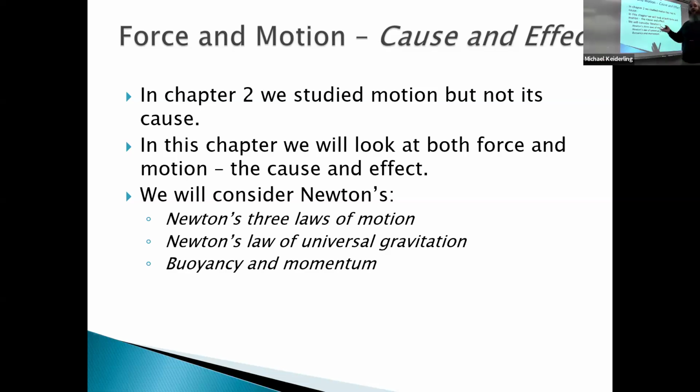We're going to cover Newton's three laws of motion and Newton's law of universal gravitation. What we covered with gravity is what happens near the surface of the Earth, where g is more or less constant. But Newton was able to work out a general version of gravity that explains gravity both on Earth and out in the solar system, in orbits in space. And then we're going to talk about buoyancy and momentum.